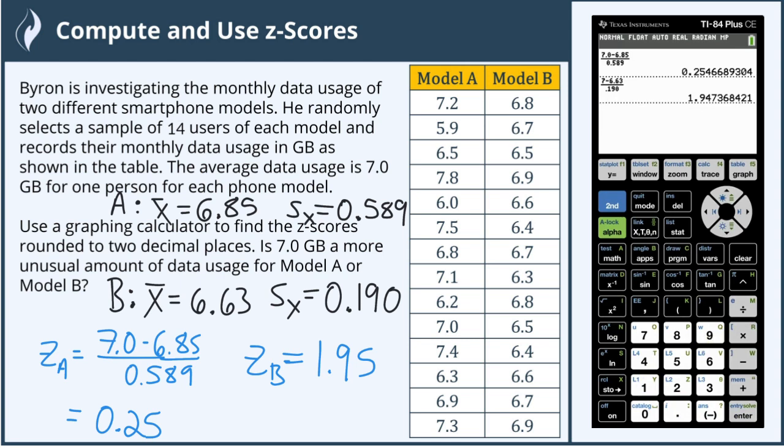So what that's telling us here is that for Model A, our 7 gigabytes is within 1/4, or 0.25, of a standard deviation of the mean. So it's pretty close. On the other hand, in Model B, since our z-score is 1.95, we are 1.95 standard deviations away from the mean. That means for Model B, that is a more unusual amount of data usage.